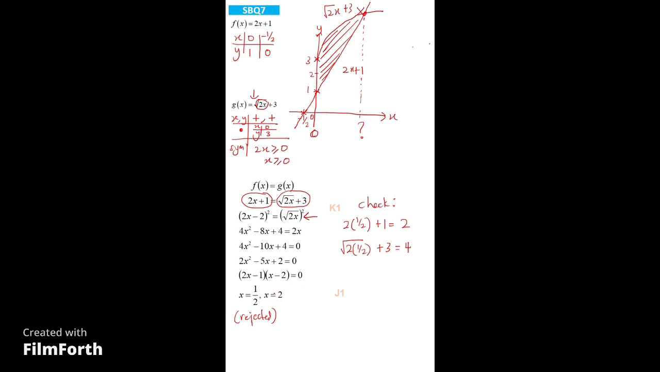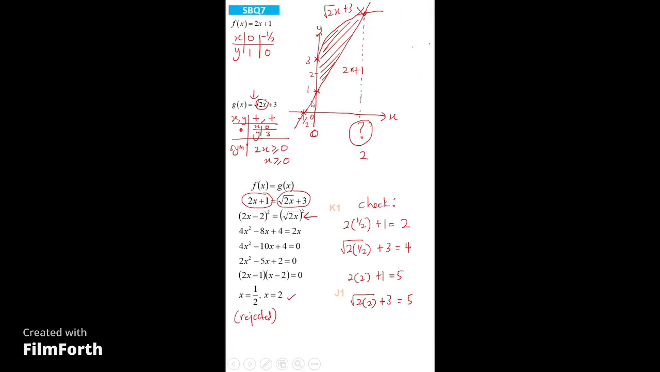If you check the value of 2, you will get 5, and for the right hand side, you will also get 5. So the only answer is x equals 2. So your upper limit is actually 2.